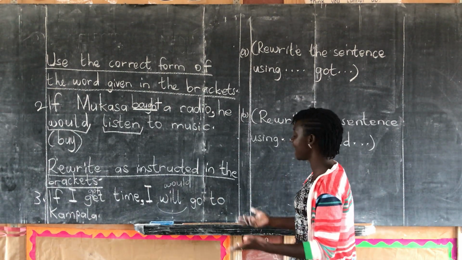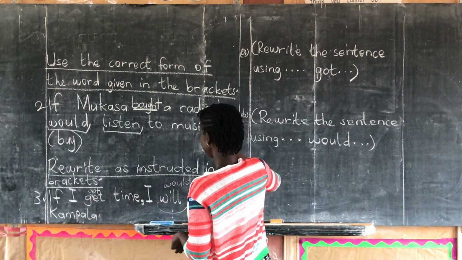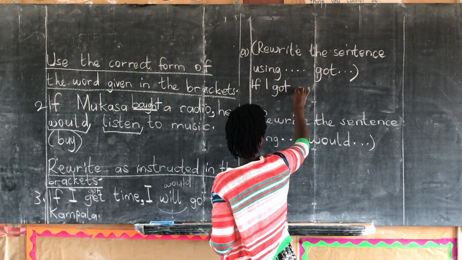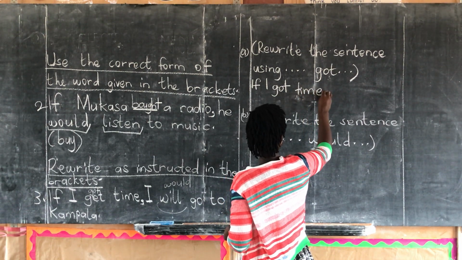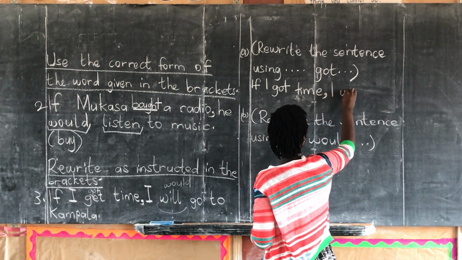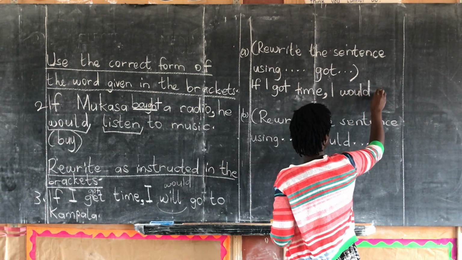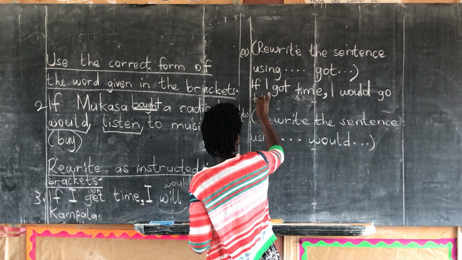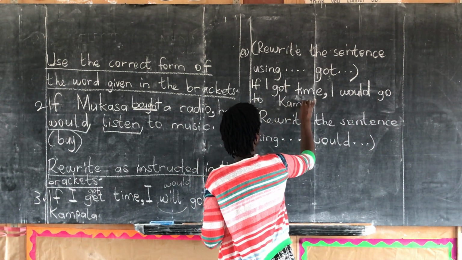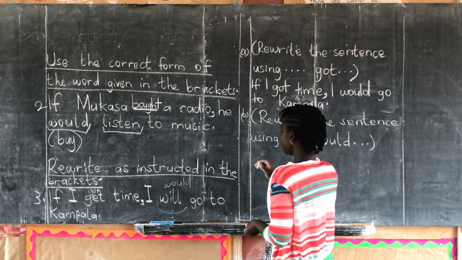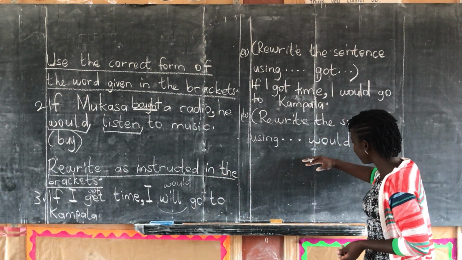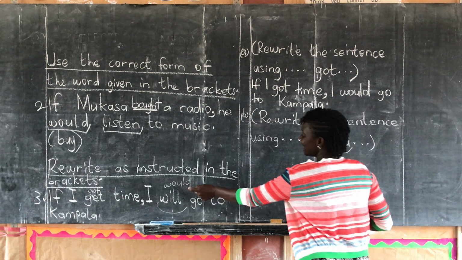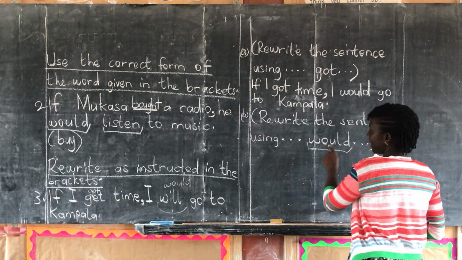As simple as that. So you will write your answer and say, if I got time, comma, I would go to Kampala. If I got time, I would go to Kampala. The same answer will apply for this. Why? Because they are asking you to use would, which is here. So you are going to write the same answer.